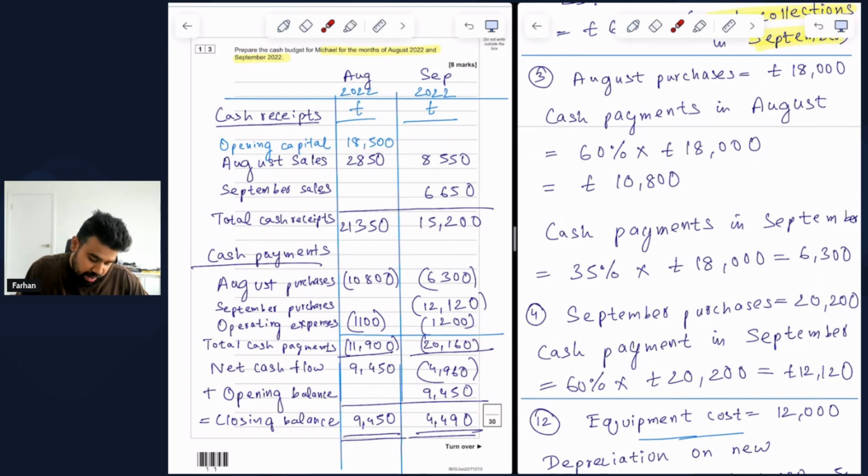So once you add the opening balance with the net cash flow, you should get the closing balance of 9,450, which gets carried forward in the next financial period as the opening balance, logically. And then when you add that opening balance for September with the negative cash flow that we have for September, you should get £4,490 as the closing cash balance for September 2022.